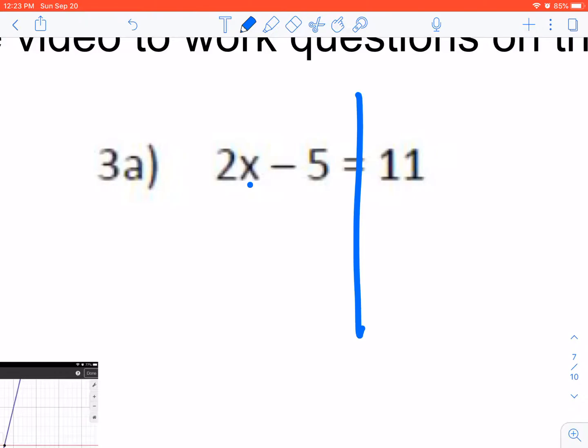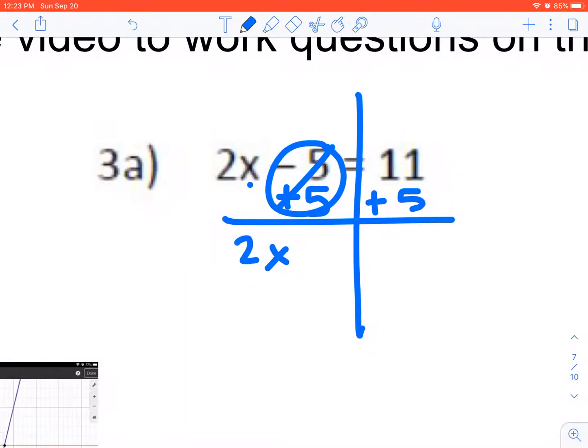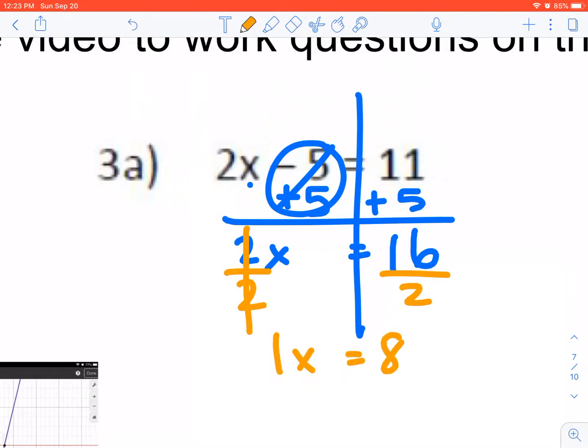The opposite of minus 5 is going to be plus 5. If I do plus 5 on the left, I do plus 5 on the right. 2x equals 16. The 2 is next to the x. To undo that, that means multiply right now, so I would need to divide. Divide by 2 on both sides. The 2's divide out so that we have 1x equals 8. 1x is the same as x, and that equals 8. So 8 will be my answer.